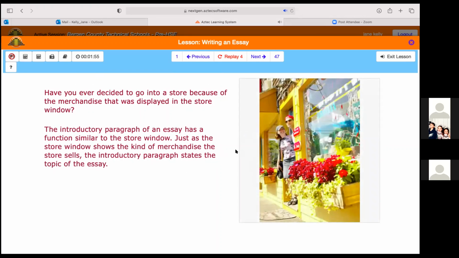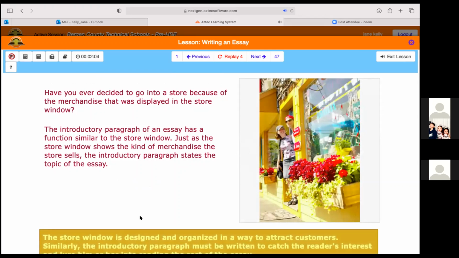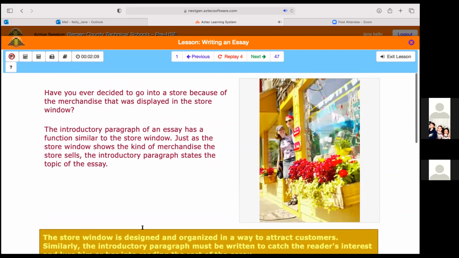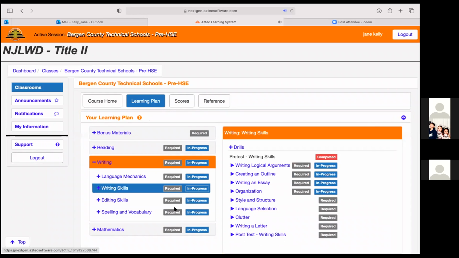That's a really interesting point, that the store window, your introductory paragraph, is just like your store window to get people inside. Okay. I don't know if you want, this looks good. So I think we all saw what's here. I saw something. So this looks really nice, I think. And where is it? It is in pre-HSE writing skills, writing an essay.